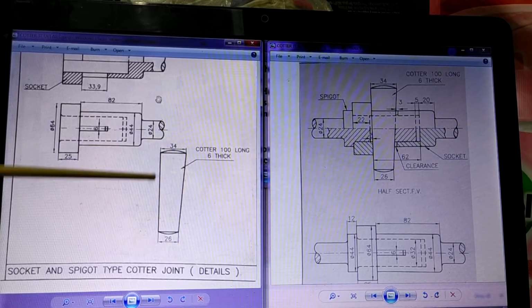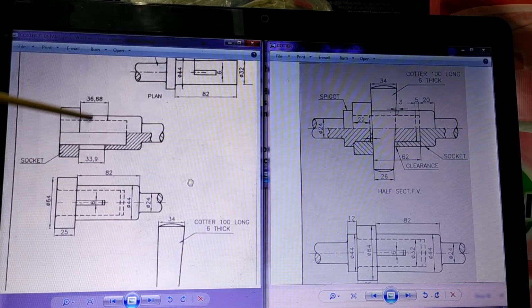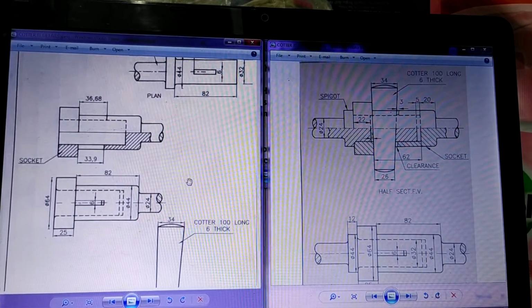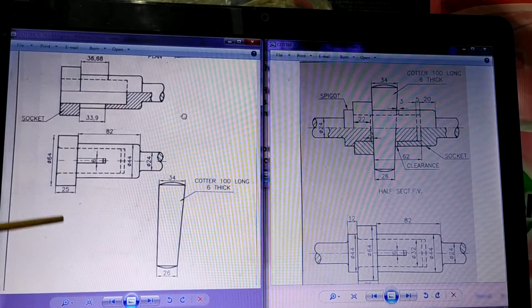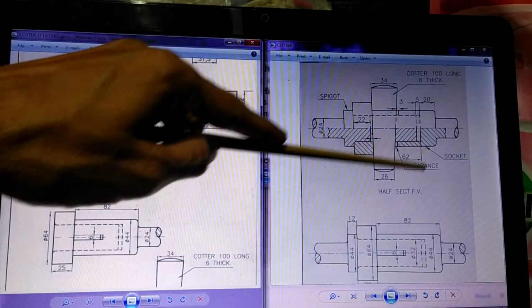So this quarter is like this. It has also got a taper which is pressed from this place. After these two are fitted, then quarter goes here, and then this is the kind of assembly that is formed. So this is the quarter and socket and spigot, and this is the kind of assembly.